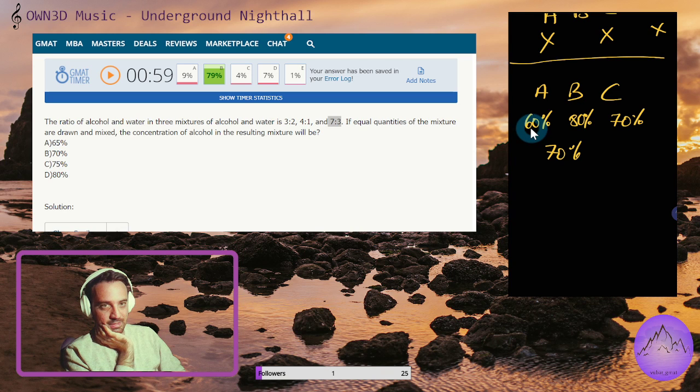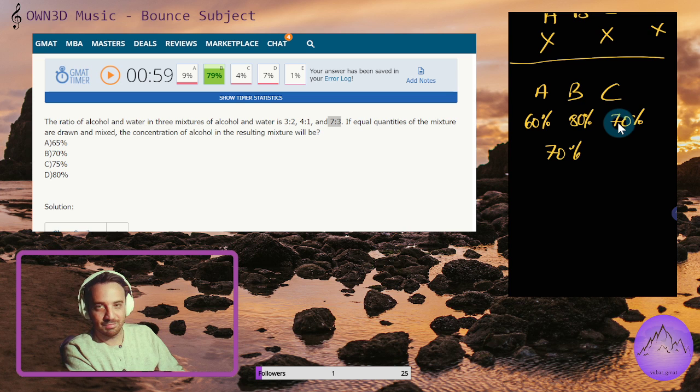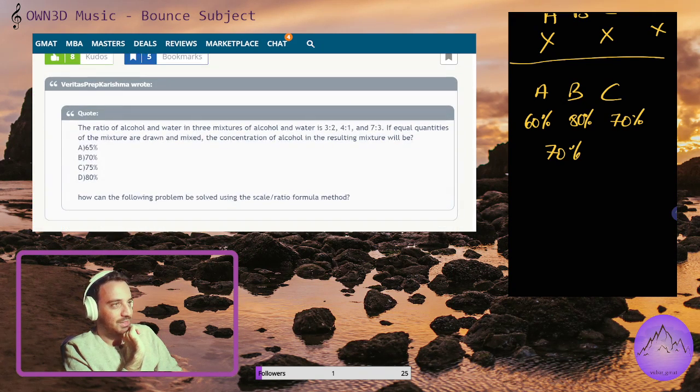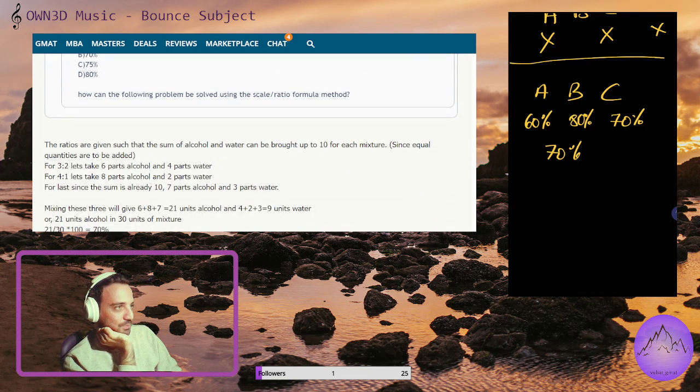So then I just had to look at, what's the average essentially of those 3 mixes? It will end up being 70% alcohol. So that was B, and looks like it was right. I'll just double check what the official response says about it.